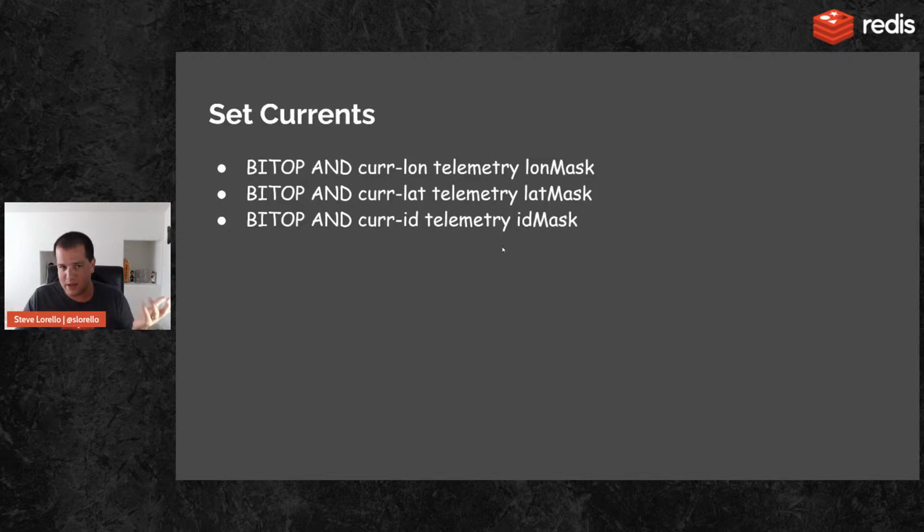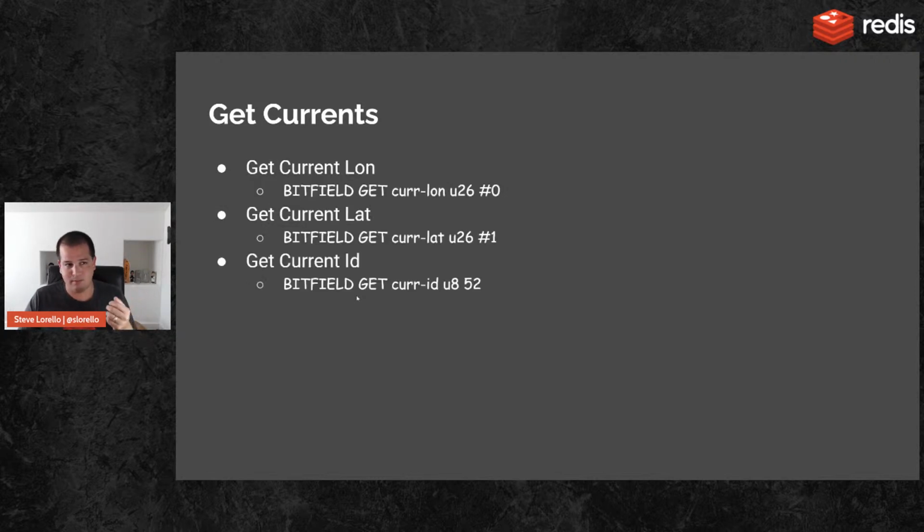And then you can just use the BITOP command to AND those out and store the telemetry masked by the longitude mask, telemetry masked by the latitude mask, and telemetry masked by the ID mask into a current longitude, current latitude, and current ID. It's a simple example, a somewhat contrived example. But this is really quite commonly used in signal processing for pulling out different bits and telemetry gathering.